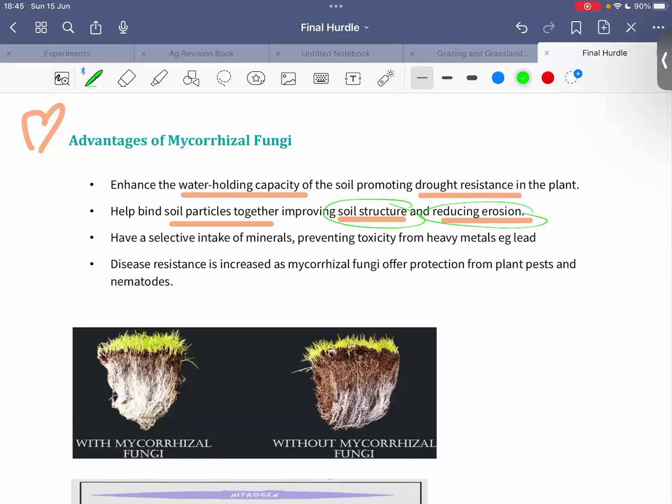When you're in the exam tomorrow, and if you're saying something improves the soil structure, say it reduces erosion, that's an absolutely beautiful way of getting 2 points from the same point.